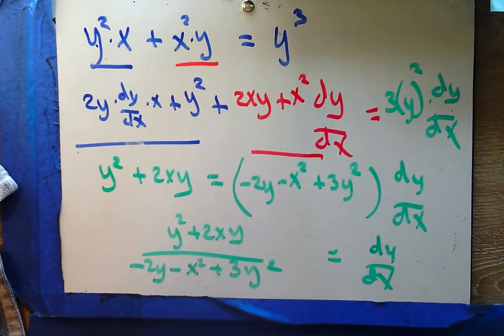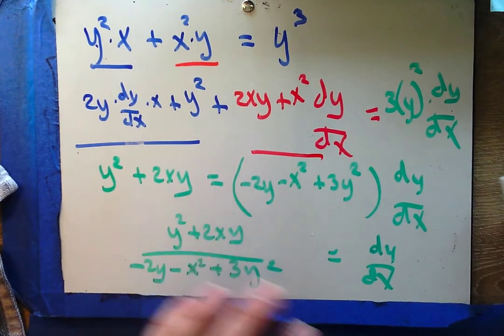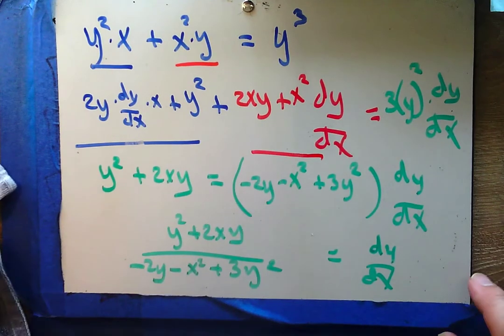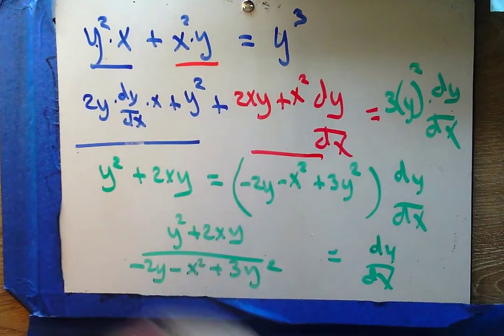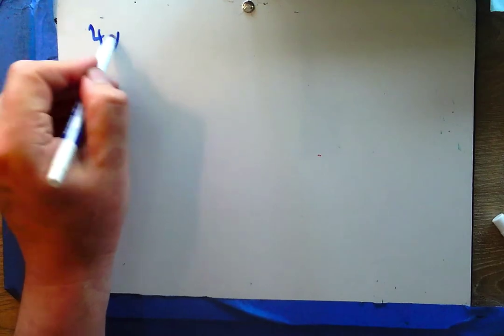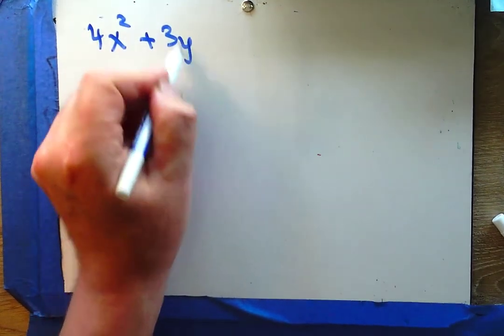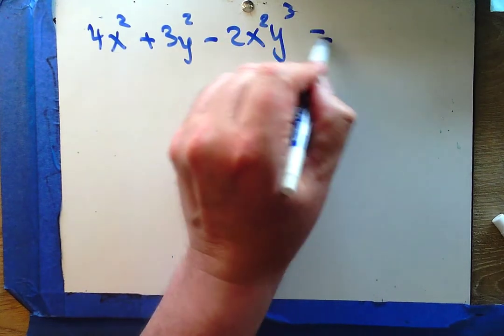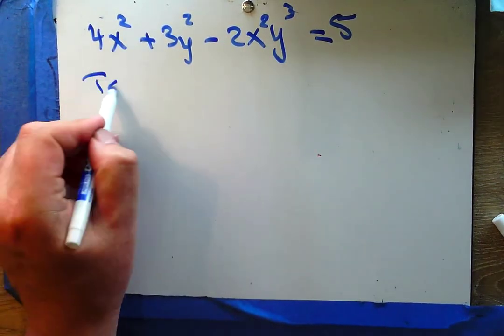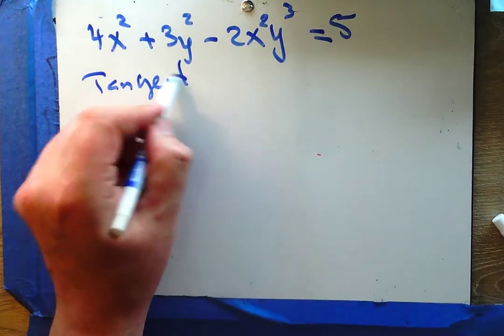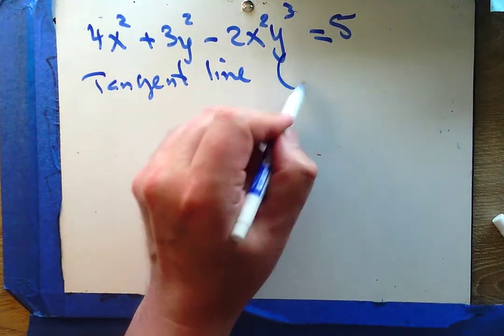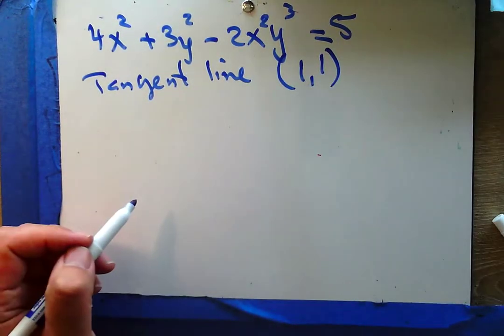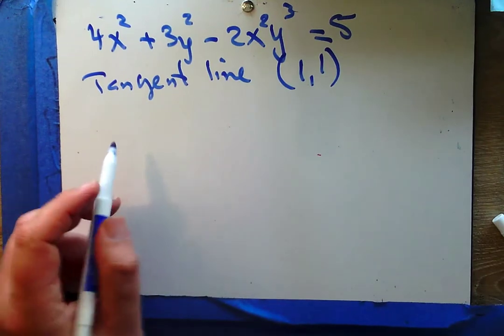Okay, well, I hope you got that, and if not, I hope you saw how to do it properly, and maybe you want to practice it again tomorrow. All right, last one I want to look at before we dig into the homework problems is this one. 4x squared plus 3y squared minus 2x squared y to the third equals 5, and I want the tangent line at 1, 1. Okay. So we've got an ordered pair.